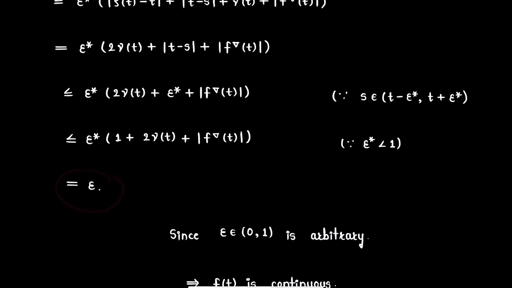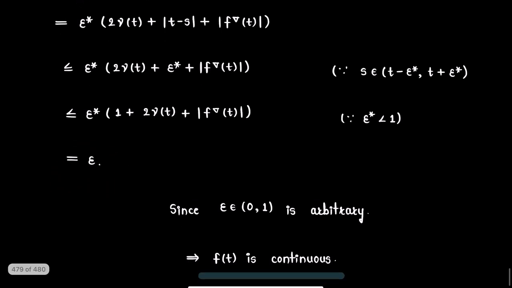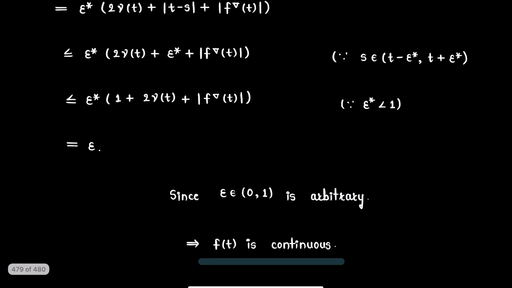So we have modulus of f(t) minus f(s) is less than or equal to epsilon. Now we have chosen epsilon from the interval (0, 1), so epsilon was arbitrarily chosen. So we can make epsilon as small as we want. Therefore we come to the conclusion that function f is a continuous function when it is a nabla differentiable function, and this completes our proof.